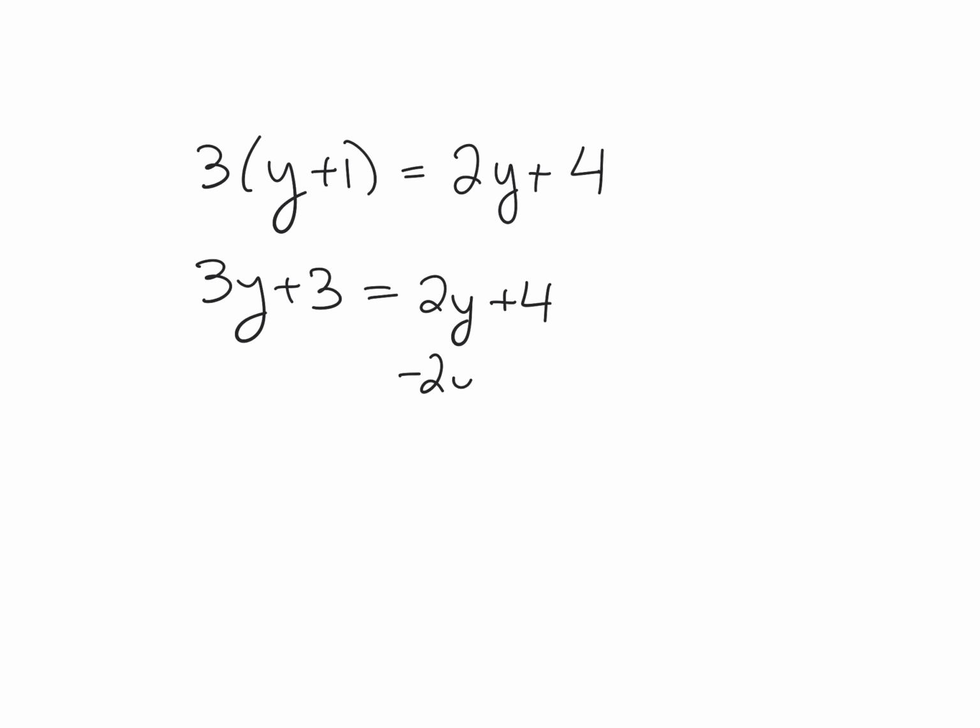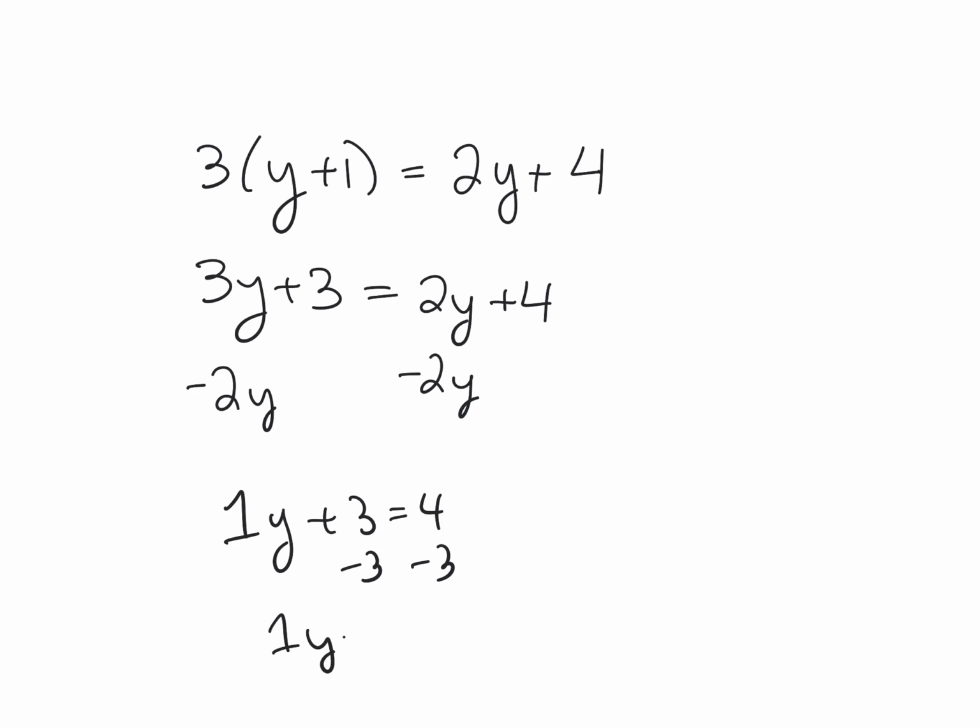Okay, I can subtract 2y from both sides. So what I'm going to end up with is 1y plus 3 equals 4. Subtract 3 from both sides. I get 1y equals 1, or y equals 1. So the point of going through all of this is I'm saying, okay, what does it mean to solve this equation? Solving this equation is saying, what values of y can I plug in to make this true?